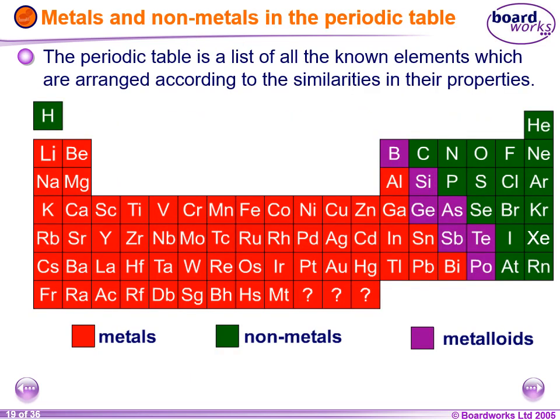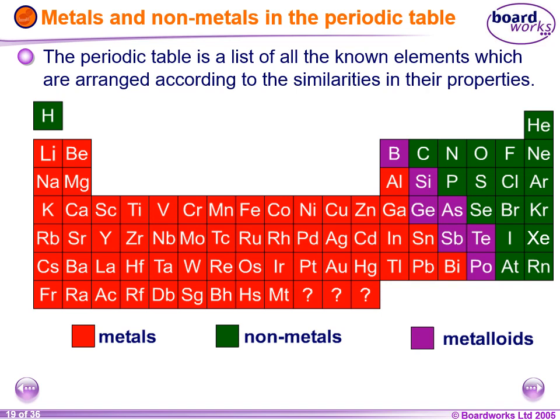Okay. Next. In terms of metals and non-metals on the periodic table, the periodic table is a list of all the known elements which are arranged according to the similarities in their properties. So, papakita ko ngayon dito sa inyo, class. Nandyan pa ba ang 8 Newton? Okay, nandyan pa. Syempre, i-cheer nga natin sila.